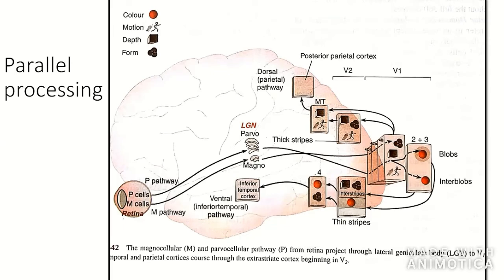Then again the magnocellular cells are mainly responsible for movement or the motion, then depth and form. Whereas the parvocellular pathway, which ends in the inferior temporal lobe and is responsible for forming ventral pathway, is responsible for color mainly and then the other details of the object like the form, texture, etc.